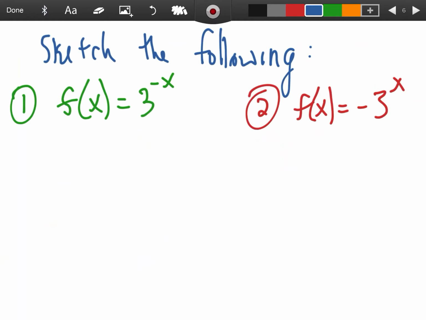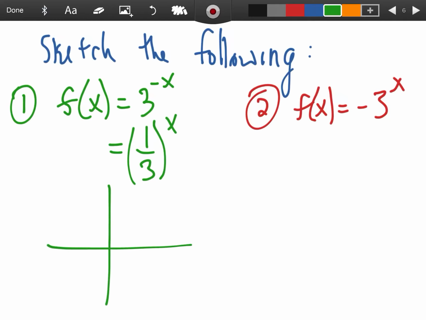All right, great. So now we want to sketch the following. The first one, we already said earlier that this was decay because we know we could write 3 to the negative x as 1/3 to the positive x. So that's decay. Well, let's just think about what's going on here. My initial value is just 1, then it's going down to 1/3, then 1/9, and decay is going to look something like this. Okay, if you wanted to plot some extra values, like I know I have 0, 1, I know I have 1, 1/3.